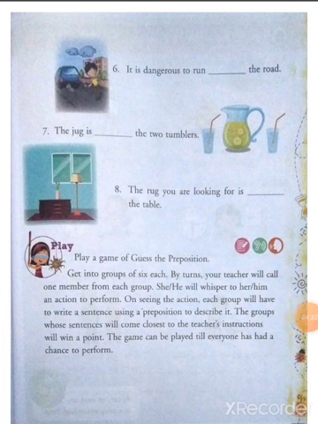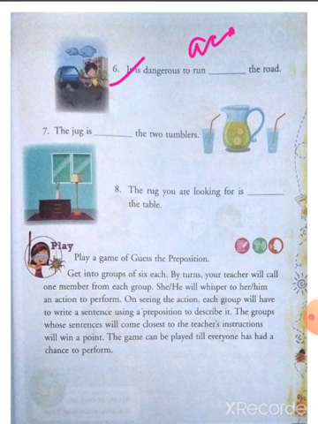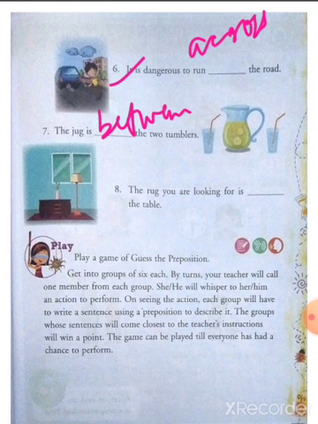Now the next page. It is dangerous to run across on the road. The jug is between the two tumblers. The rug you are looking for is under the table.